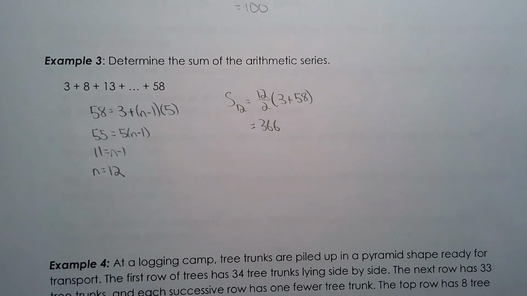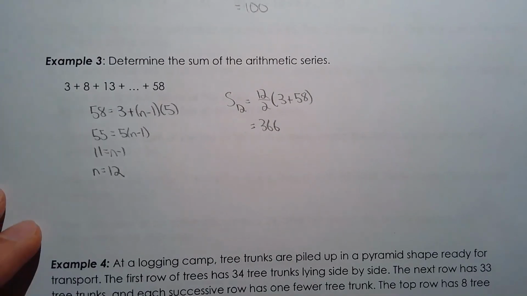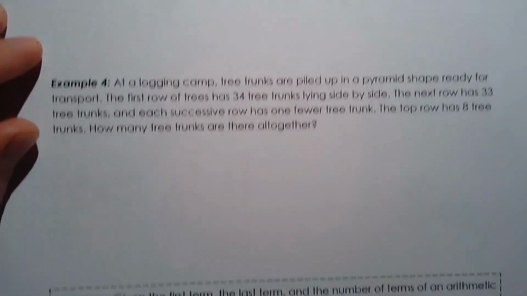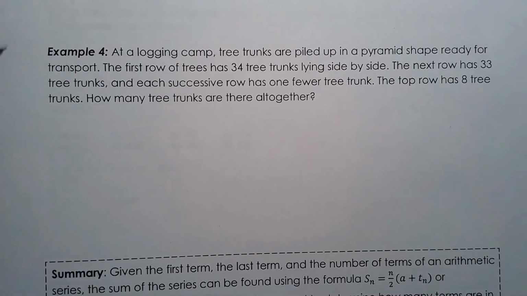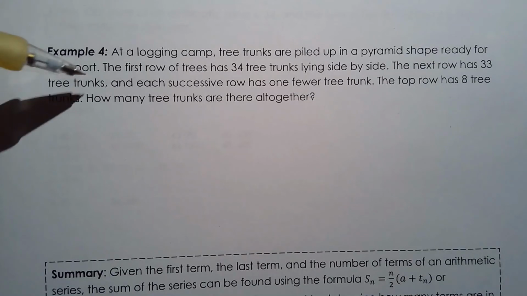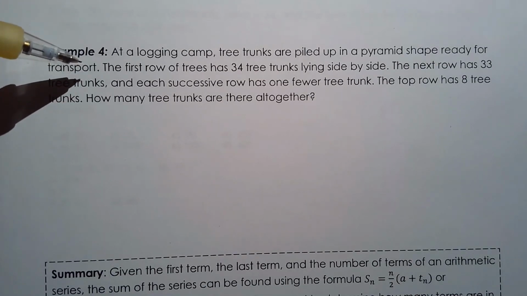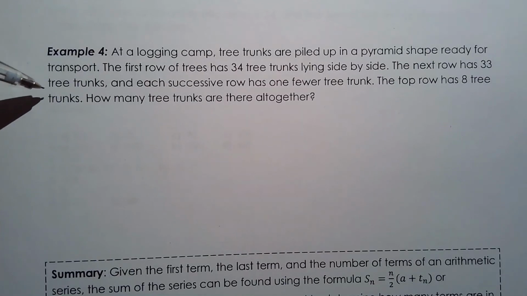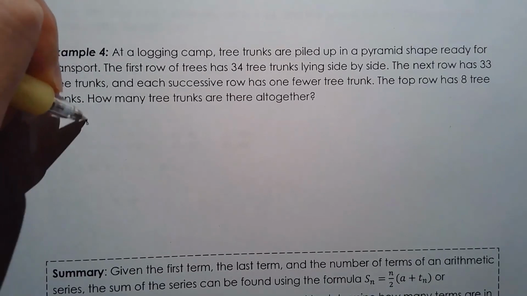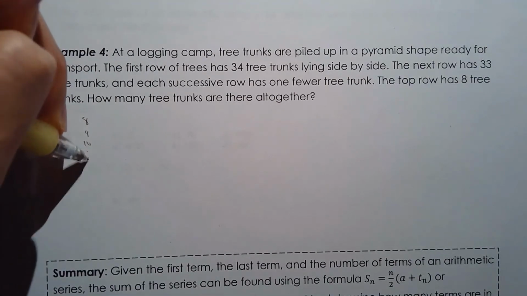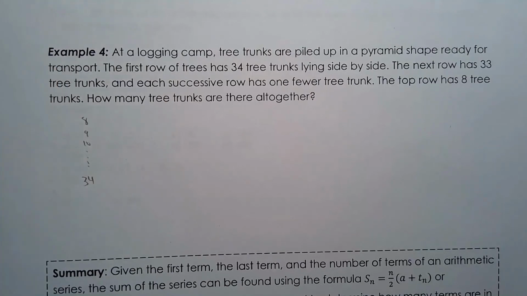At a logging camp, the tree trunks are piled up in a pyramid shape ready for transport. The first row of trees has 34 tree trunks lying side by side. The next row has 33 tree trunks. Each successive row has one fewer trunk, and the top row has 8 tree trunks. So let's just list 8, 9, 10, all the way down to 34. What we can do is start from the top of the pyramid and visualize this as an arithmetic series, or start from the bottom of the pyramid and go up.